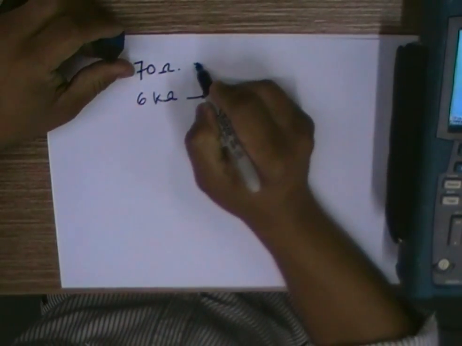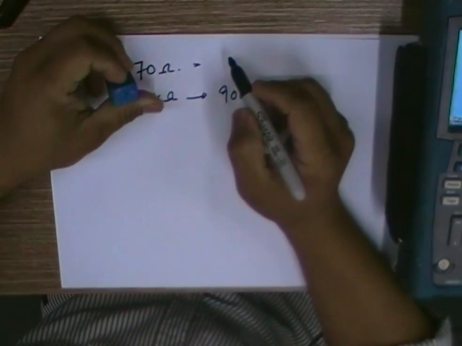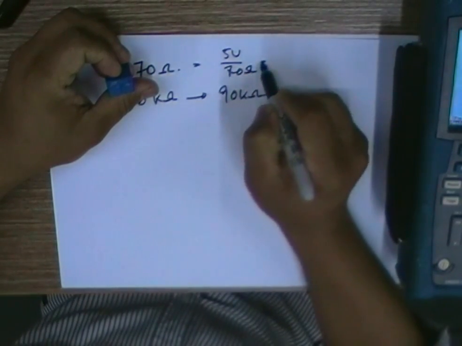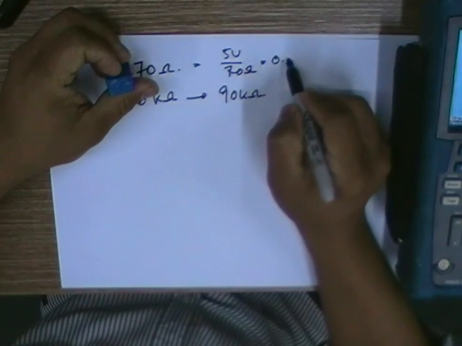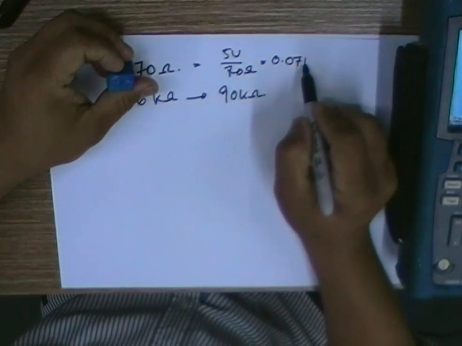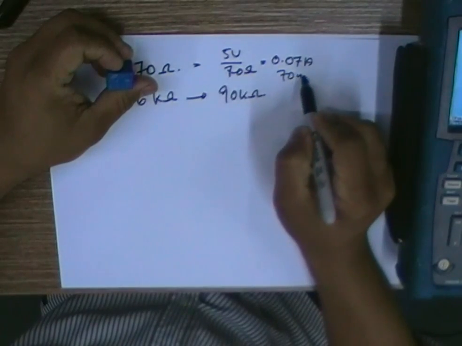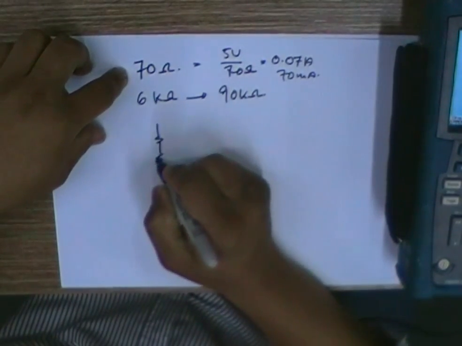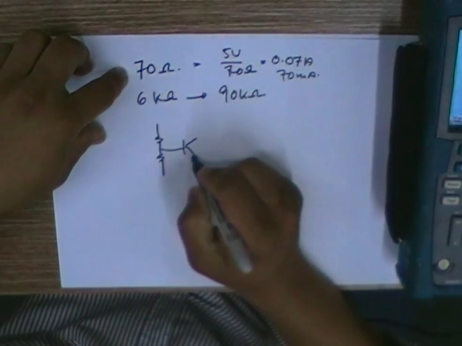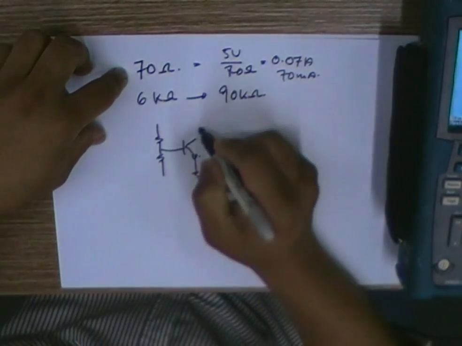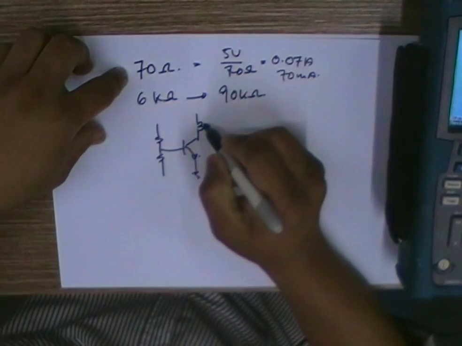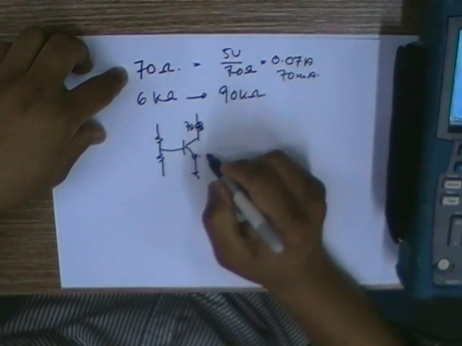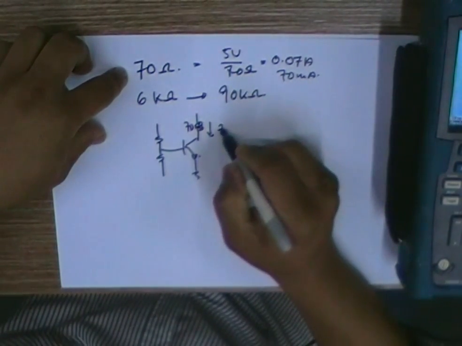So the resistance of this LDR goes from 6 kilo ohms to 90 kilo ohms. If you measure the current through this with 5 volts and 70 ohms, this will give you around 0.07 amps, or 70 milliamps. Okay, now this is the typical circuit, transistor as a switch. There is a series resistance in here, 70 ohms, and you need the current of 70 milliamps.